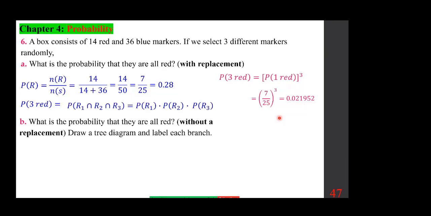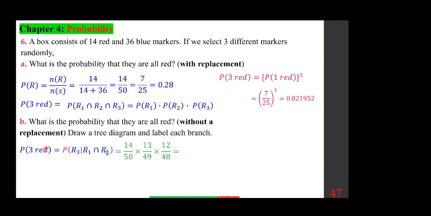In the next part, it's asking for the same question except without replacement. And what really matters is to understand, because it's without replacement, whatever the first one is not changing. It is still 7/25 for the red. But when we go to the next stage, first and foremost, the total of 50 is no longer there, it's 49. And the numerator for the red goes down by 1, and it keeps on doing it in the same manner. So with that being the case, probability of 3 red is probability of R sub 3 given that R1 intersection R2, this is R2.